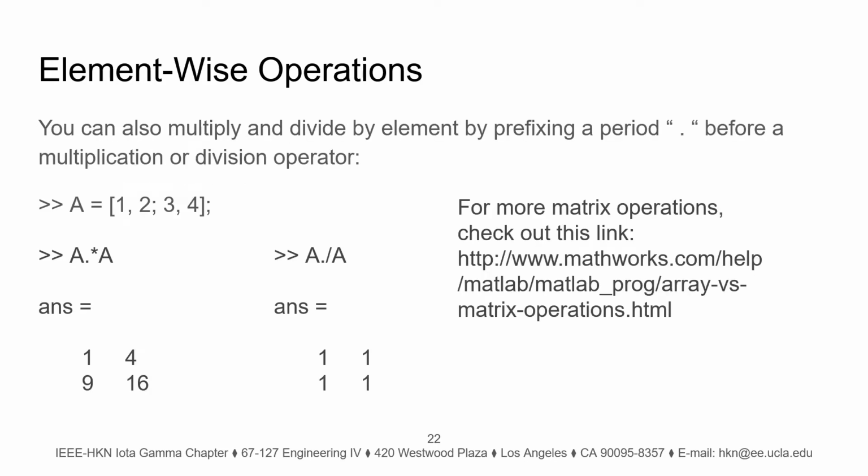Now we're going to be talking about element-wise operations. You can also multiply and divide element by element by prefixing a period before the multiplication or division operator. So for example, we have matrix A = [1 2; 3 4], and A dot multiply A. That just multiplies each element individually instead of multiplying the matrix itself. So as you can see, 1 times 1, 2 times 2, 3 times 3, 4 times 4. We get the squares over there in the answer. And the same for the division. For more matrix operations, you can check out the link shown in the slide.